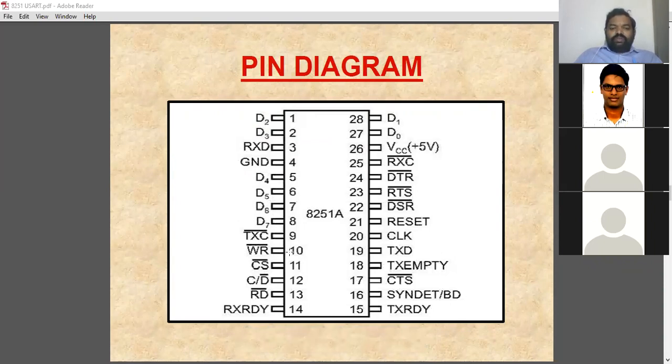Same operation. This is CS bar, chip select. In order to enable the device, in order to enable the chip, right, we apply a logic low at pin number 11, chip select. So C by D bar, carrier detect signal. So this is the pin where we are going to use the carrier detect.